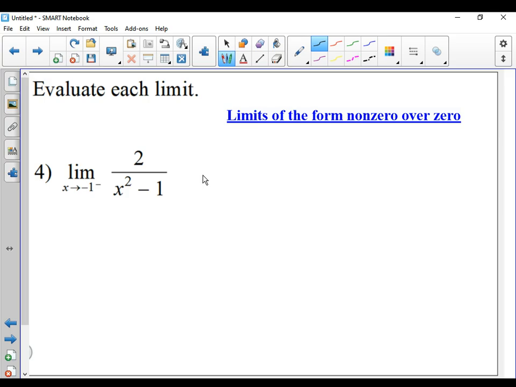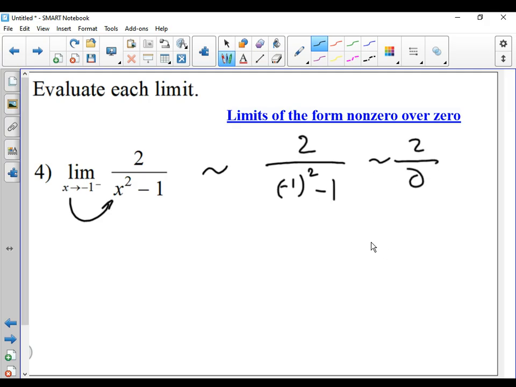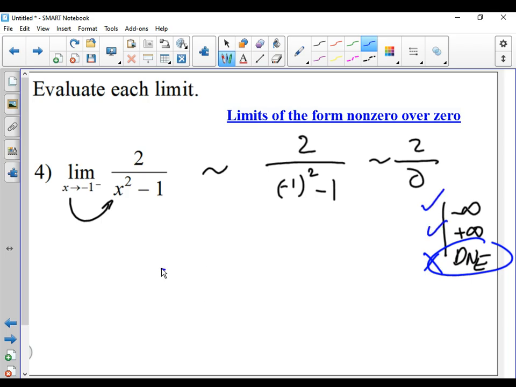Question 4, same thing. You plug, change x to -1. Again, this is a one-sided limit. We're approaching -1 from the left. So -1 squared, change x to -1, minus 1. The numerator is just 2. So this gives us what? 2/0. So again, a non-zero over 0. What are the possible answers? -infinity, positive infinity, does not exist. We're going to rule out does not exist, again, because it's a one-sided limit. So the answer is going to be either -infinity or positive infinity.